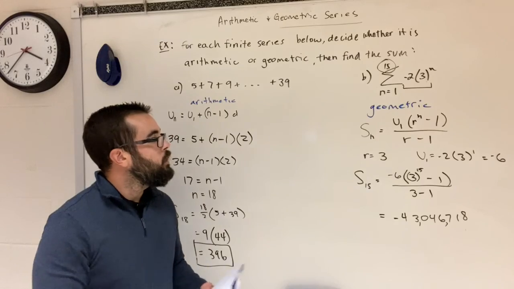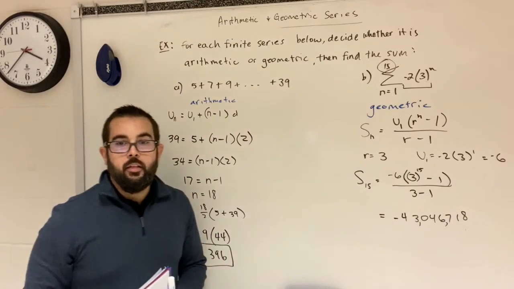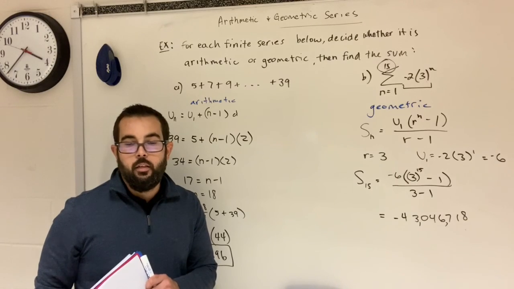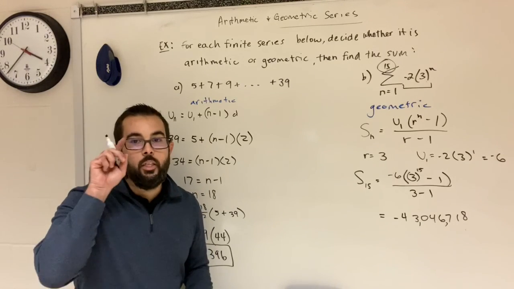All right, so that's how you find the sum of a finite arithmetic and geometric series. There are extra examples in the book. Check those out if you need them.